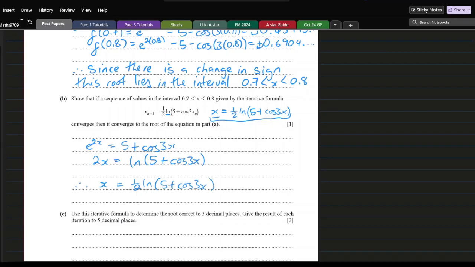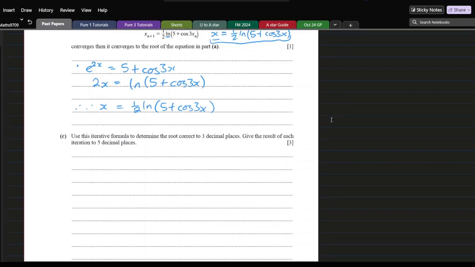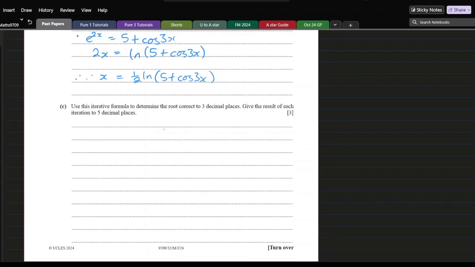So it does indeed converge to the root of the equation in part A, since we have shown that this equation is the same as that equation. Alright, part C says use this iterative formula to determine the root correct to 3 decimal places. Give the result of each iteration to 5 decimal places. Alright, so our iterative formula is x_(n+1) is equal to half ln(5 + cos 3x_n). So we need an initial value which I'll call x0.